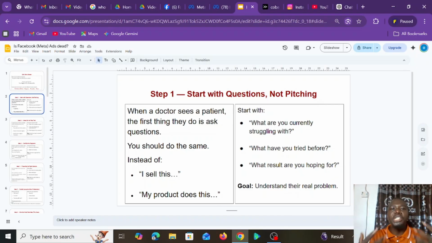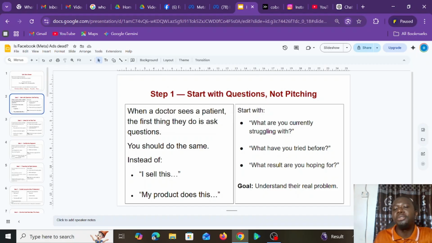Ask questions. Let the patient talk about themselves because you want to know the problem they are facing, and you want to be able to provide the right solution for them. Let the buyer speak. That's why doctors ask questions. So you can start with, what are you currently struggling with? Just like the doctor will say, can you tell me how you are feeling?